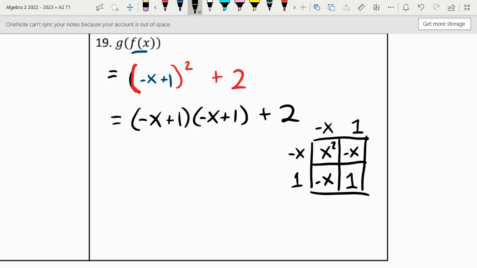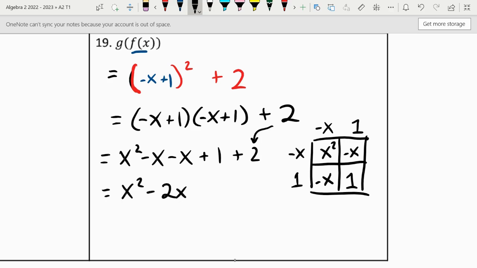Okay, if we add up everything inside, we get x squared minus x plus 1 plus 2. We've got to remember to carry the 2. Okay, don't forget about the 2. If we combine our like terms, we get x squared minus 2x plus 3. And that would be your final answer for g of f of x.